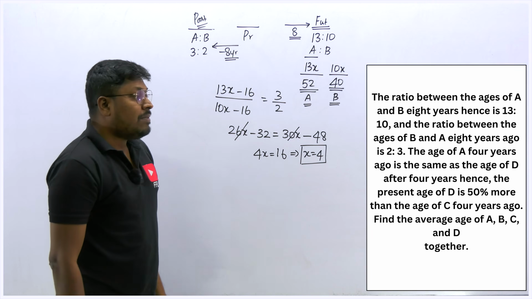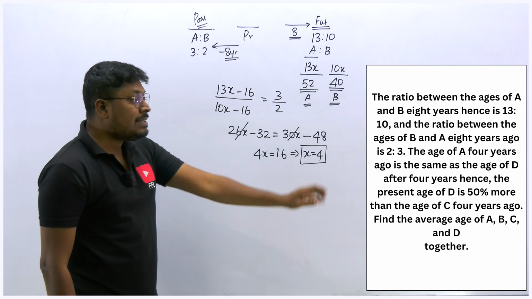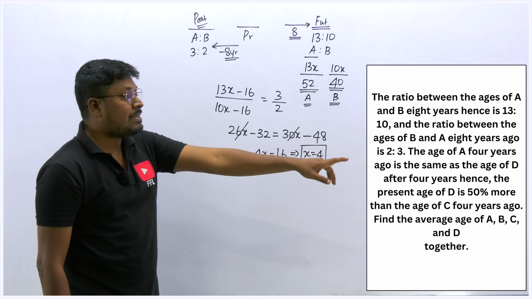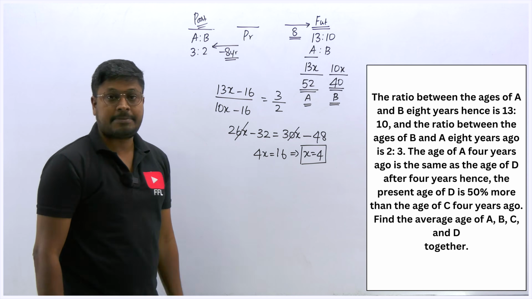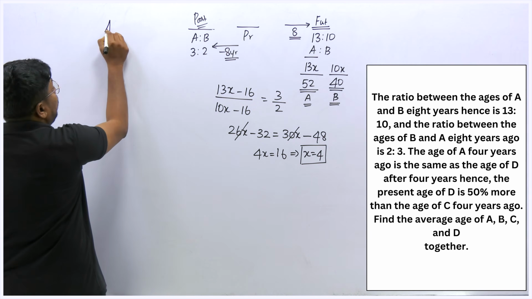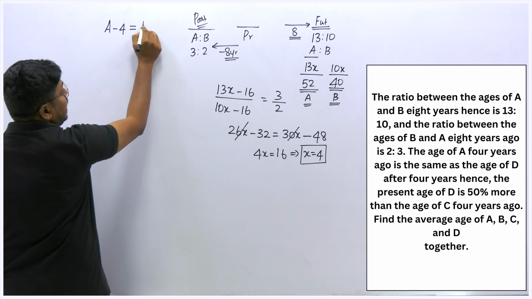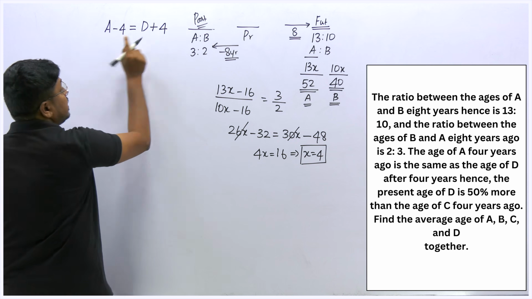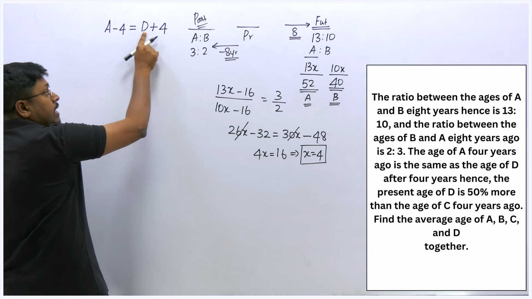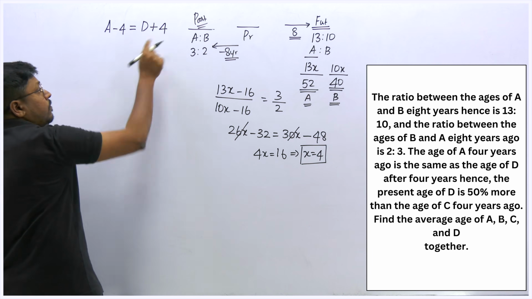So now, what we can do here is, next point, the age of A 4 years ago. Just listen carefully. The age of A 4 years ago is the same as the age of D after 4 years. So what they are saying is, age of A 4 years ago, that means they are talking about the past, is equal to age of D after 4 years. So friends, understood or not? Age of A 4 years ago is equal to age of D after 4 years. They are talking about the future here, they are talking about the past. So minus 4, plus 4.